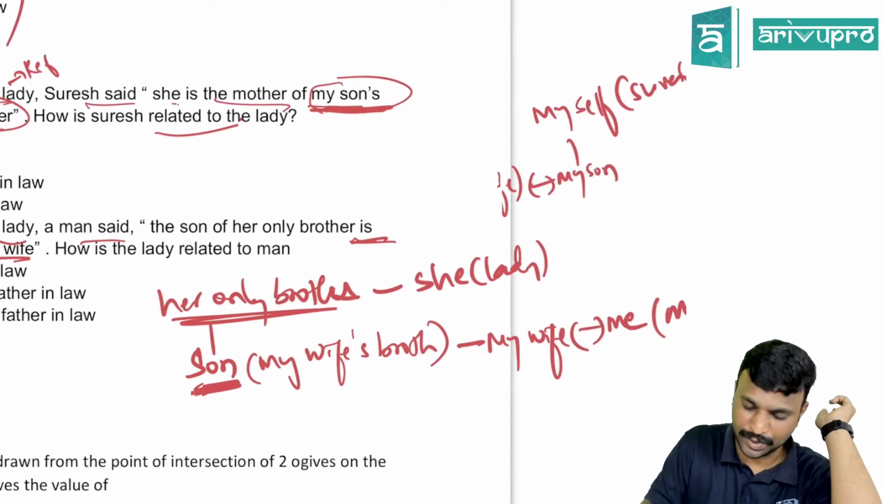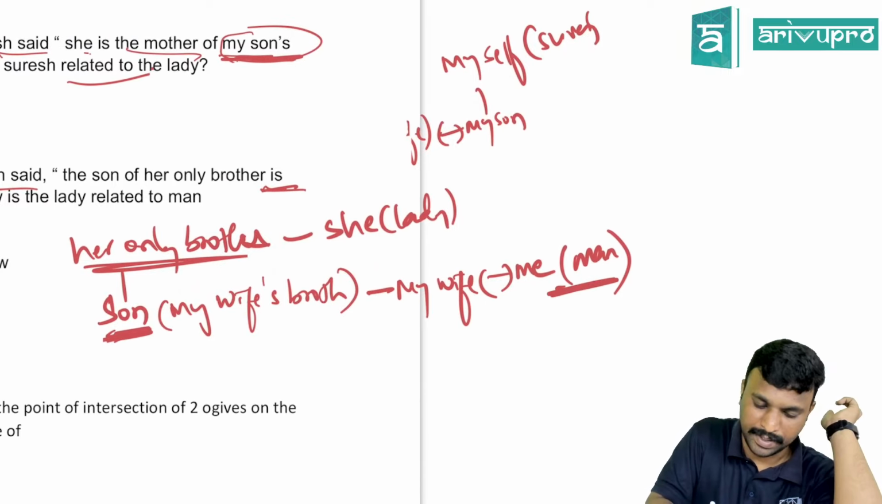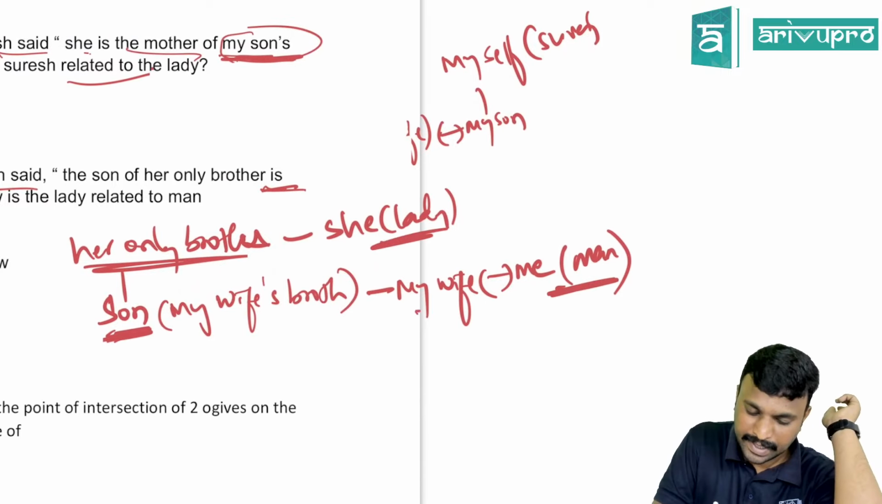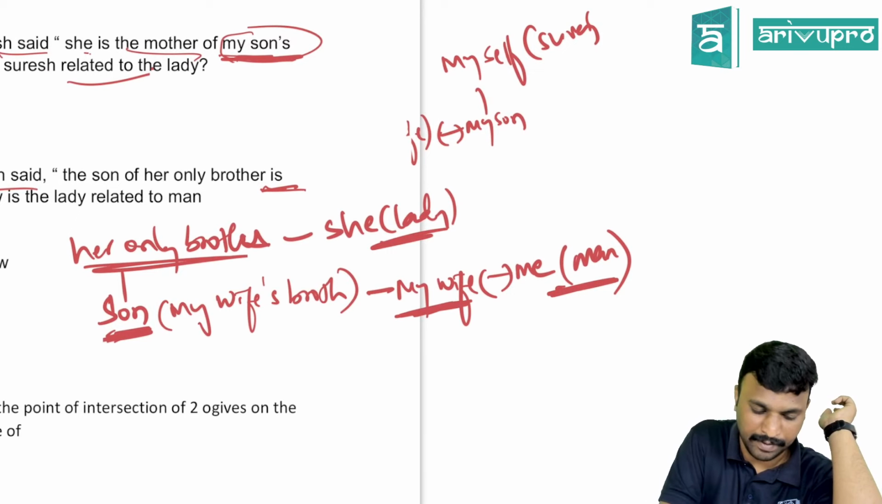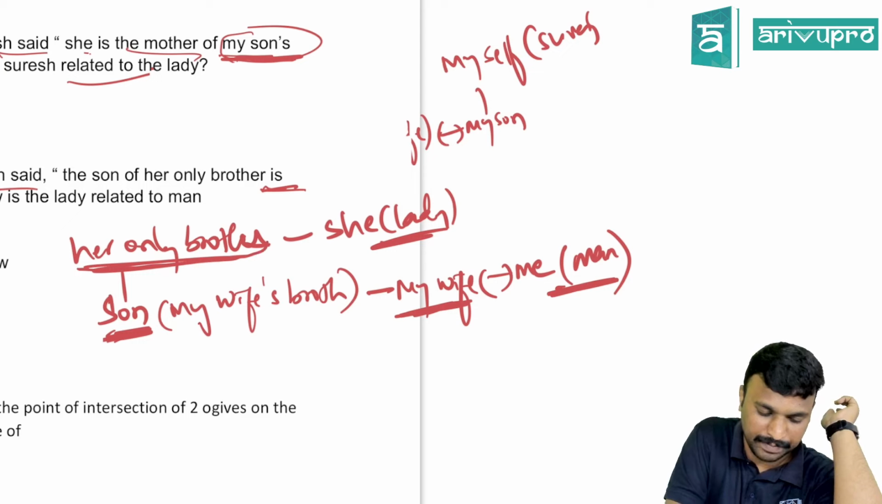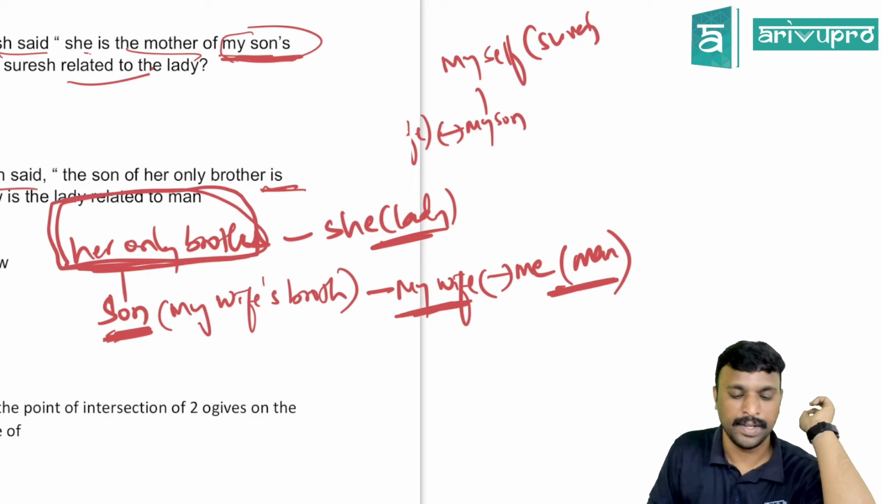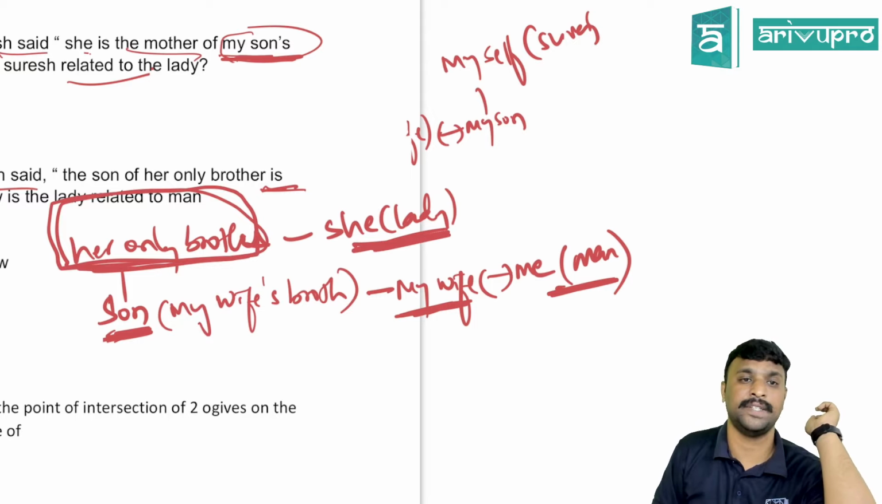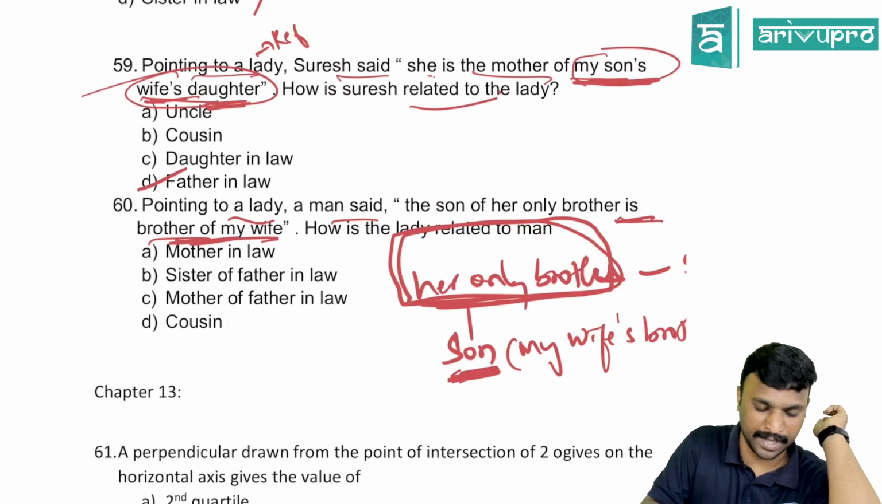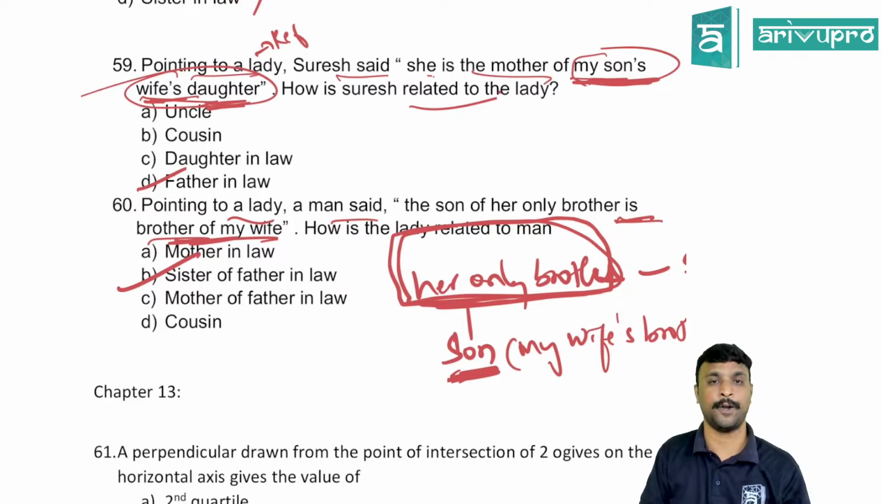Who is the man actually? Man is here. This lady, guys, is man's wife's father's sister. Man's wife's father is man's father-in-law. So this lady is definitely sister to man's father-in-law. So the answer is sister of father-in-law. Correct?